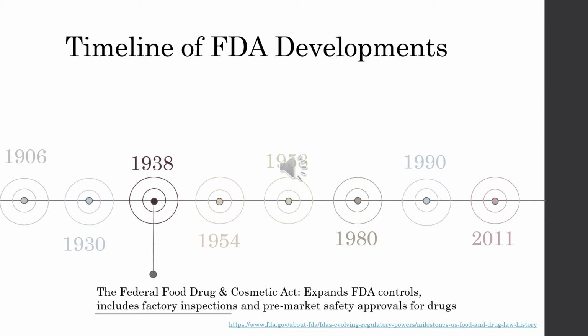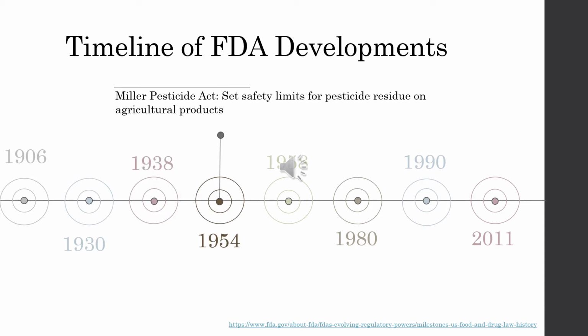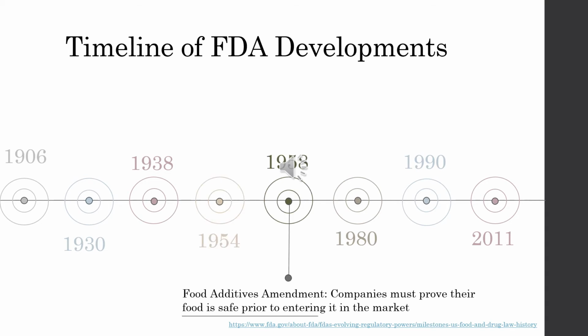1938, the Federal Food, Drug, and Cosmetic Act. This expanded FDA controls, allowing them to inspect factories, and instituted pre-market safety approval for drugs. 1954, the Miller Pesticide Act, which set safety limits for pesticide residue on agricultural products. 1958, the Food Additives Amendment. Companies must now prove their food is safe prior to entering it into the marketplace.